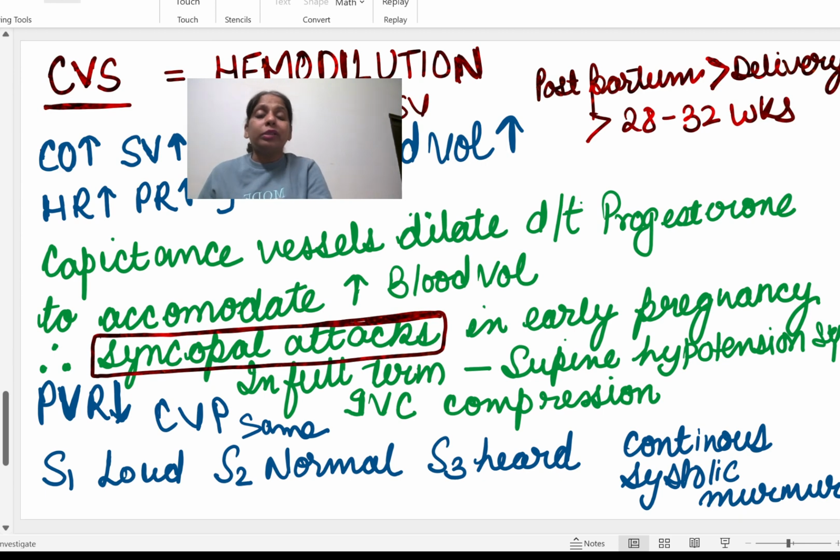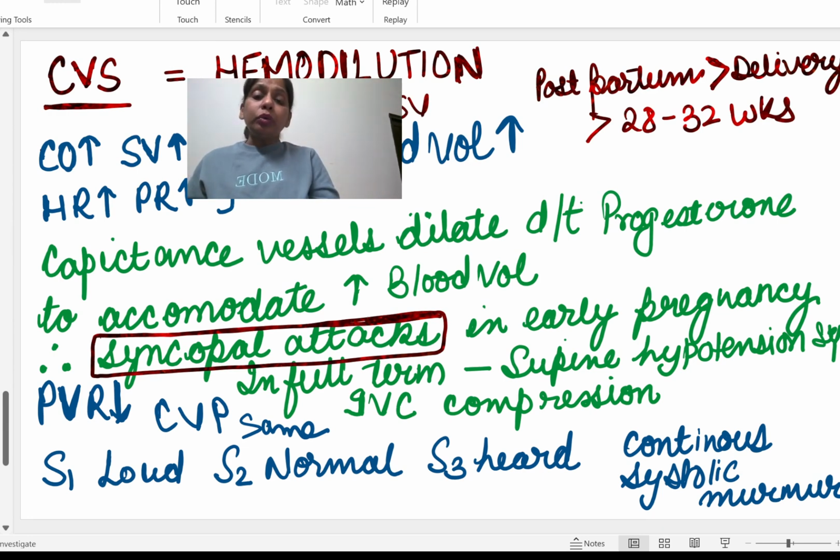As you all know, there is an increase in the cardiac output, right? So where will this increased blood volume go? It has to be in the vessels. The capacitance vessels are known to dilate, so these capacitance vessels dilate due to the progesterone, and they accommodate the increased blood volume.